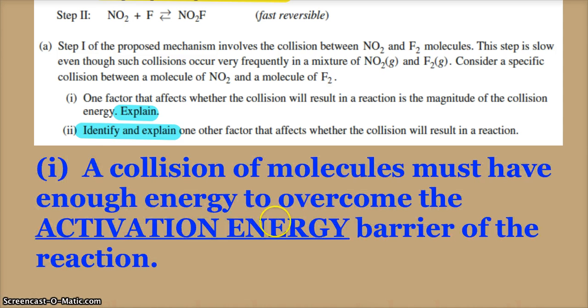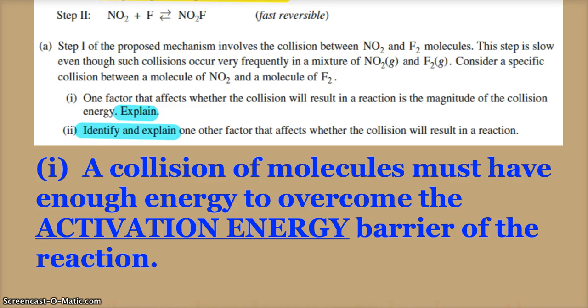And so we see here a collision of molecules must have enough energy to overcome the activation energy barrier of the reaction. And so that's what they were trying to hint at there. One factor, if it has the magnitude of energy, think of that energy hill, the energy barrier that must be overcome. Then, identify and explain one other factor that affects whether the collision will result in a reaction.